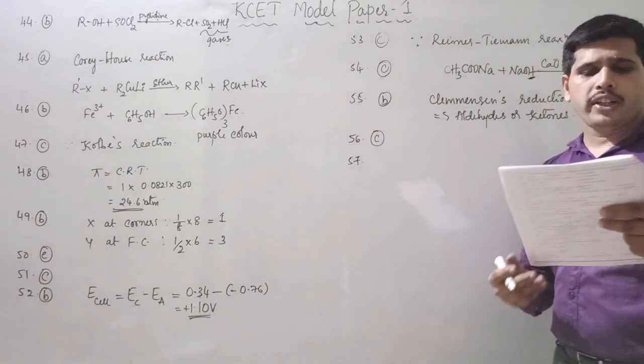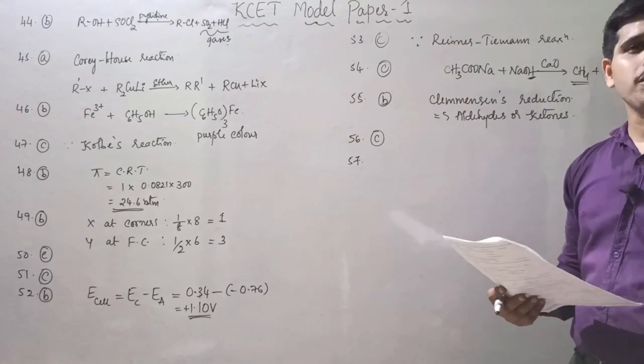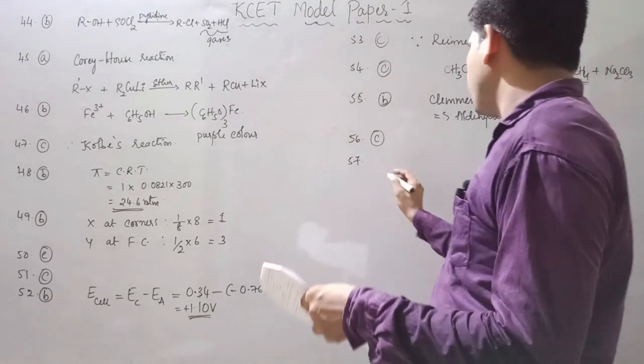57th one. For a spontaneous reaction, the value of delta G must be negative. For all spontaneous reactions, delta G is supposed to be negative. So option B.